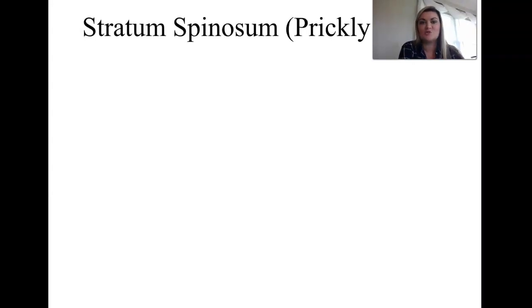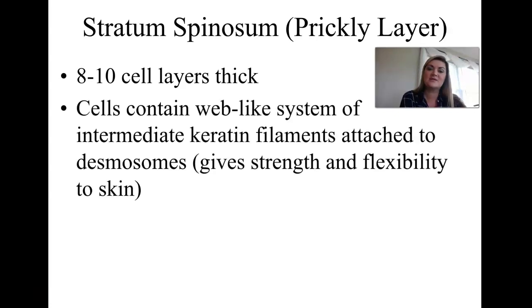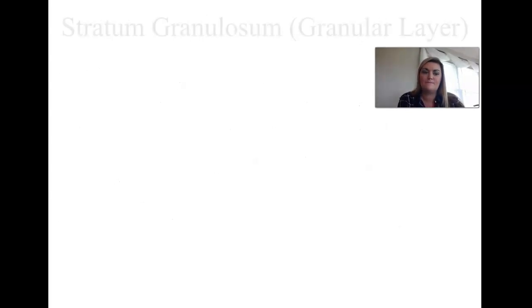Next, we move on to the stratum spinosum, lots of times referred to as the prickly layer. This one's going to be 8 to 10 cell layers thick. The cells are going to contain a web-like system of intermediate keratin filaments that are going to be attached to desmosomes. Remember, desmosomes are going to hook these cells together. They're going to be a strong connection between the two cells, but it's still flexible, so that skin still can move without ripping. It's going to be abundant in macrophages that are going to be scattered amongst those keratinocytes, and so they're looking for anything that doesn't belong.